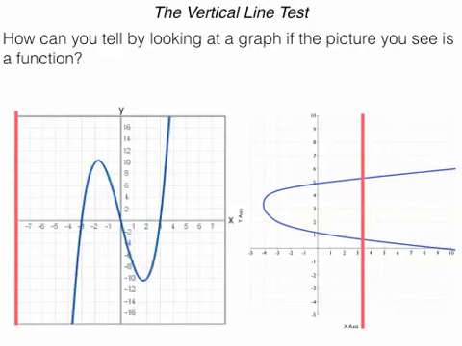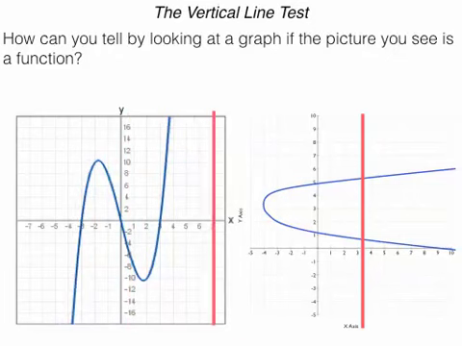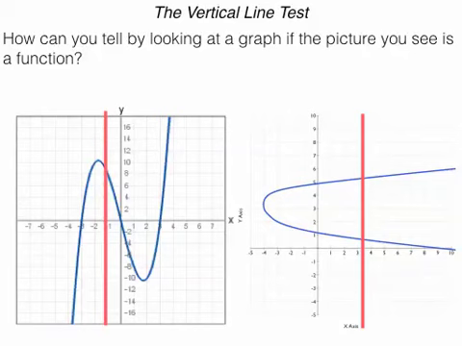But if you take your vertical line and go over your graph and it doesn't hit in more than one spot, then that is a function. You'll notice that no matter where that vertical line was on this graph, it only hit the graph once. That means that is a function.